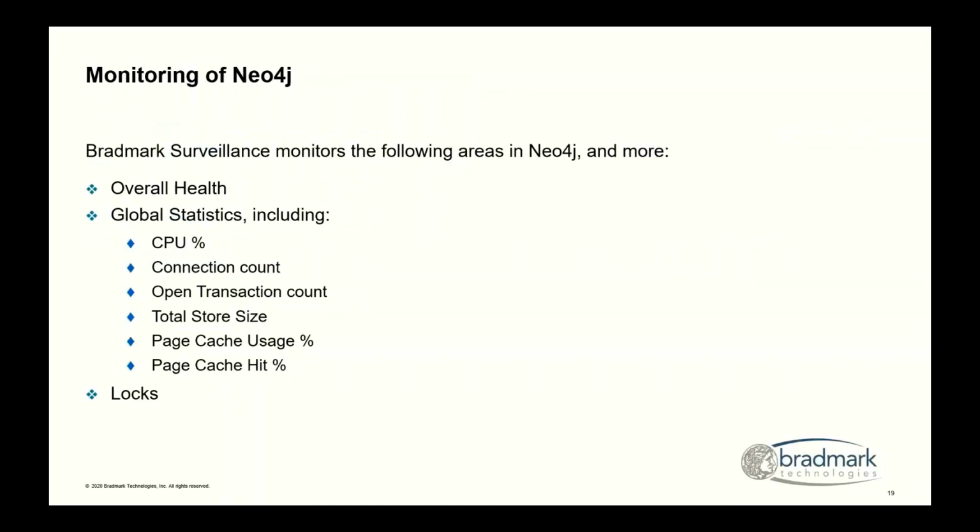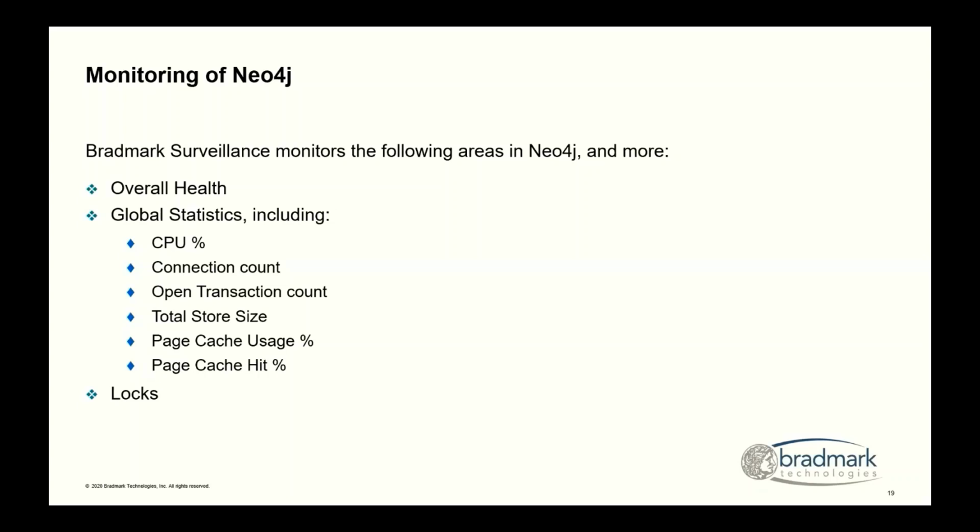So in terms of monitoring Neo4j, we cover a lot of different areas. Of course, we have an overall health window. We have global statistics, including several different things, such as CPU percent, connection count, a count of the number of transactions that are open, total store size, page cache usage percent, and page cache hit percent. And then for different versions, we have additional statistics as well.